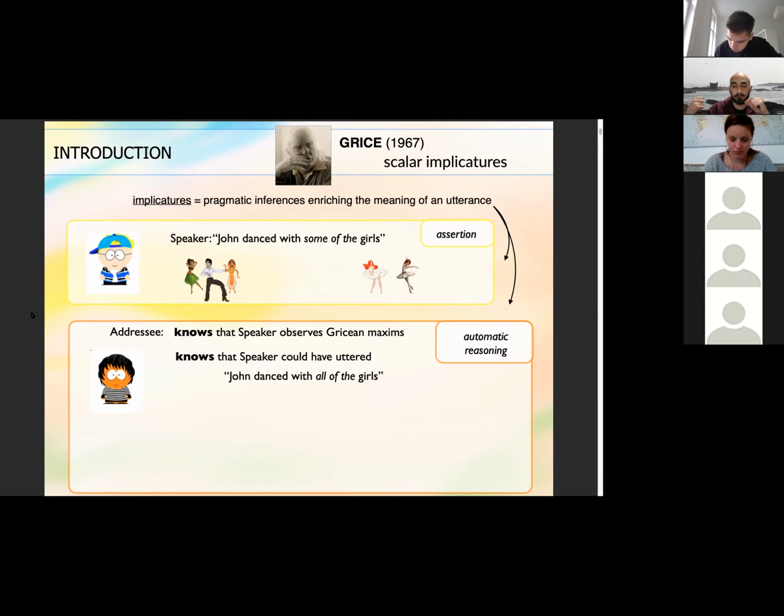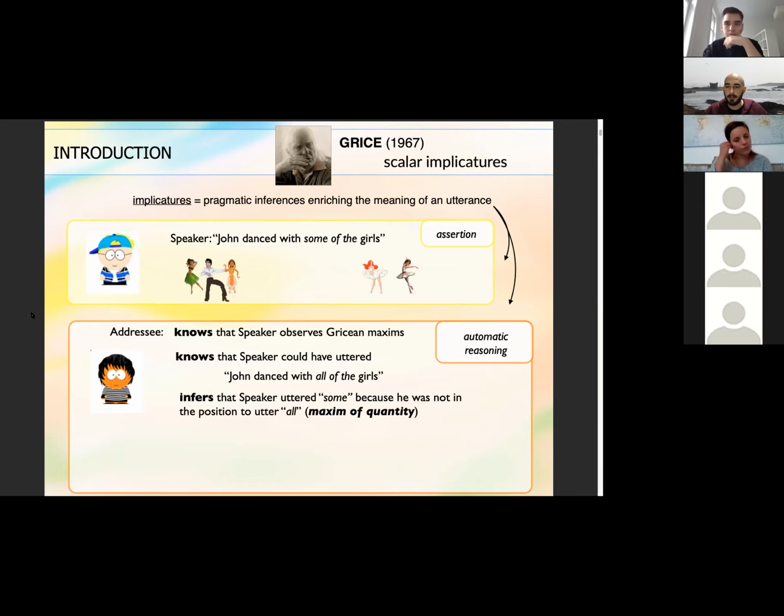So the point is, why didn't the speaker utter this sentence instead of uttering the sentence with some? So the first inference that the addressee makes is that the speaker has used the word some instead of all because he was not in the position to utter all, by the maxim of quantity, okay? So the maxim of quantity is not just about the number of words or the length of the speech that you're making. It's also about the content, the amount of information that is included in your message, okay?